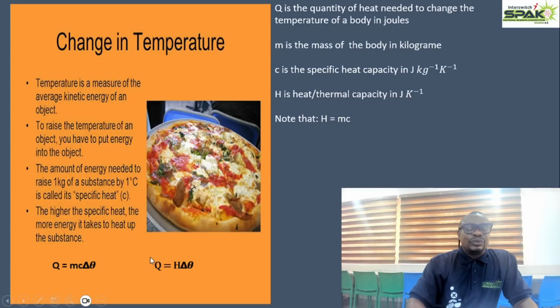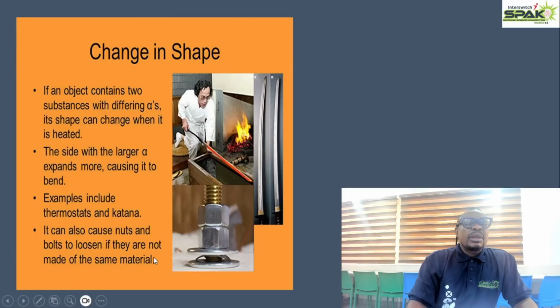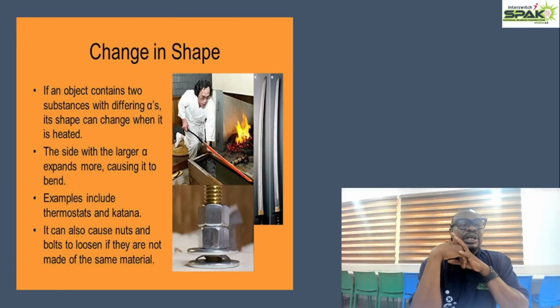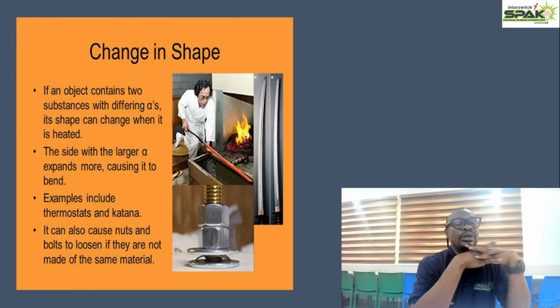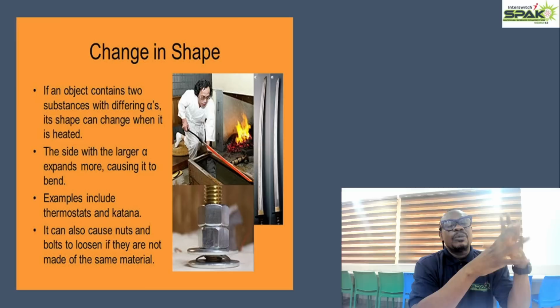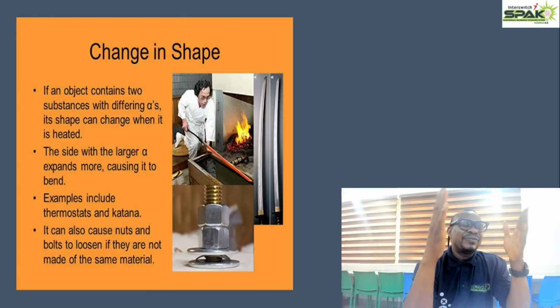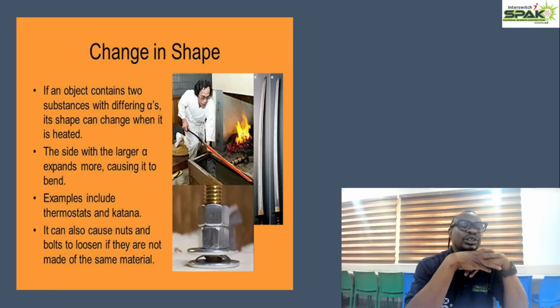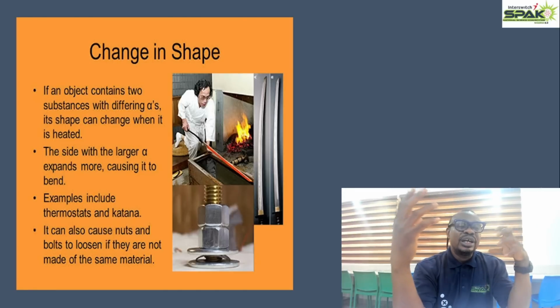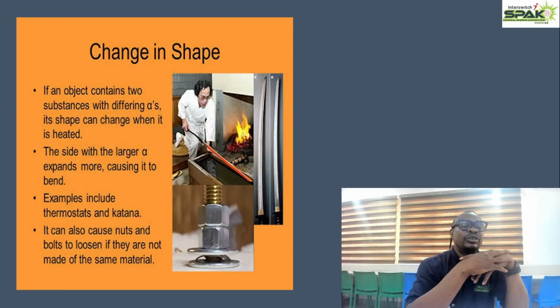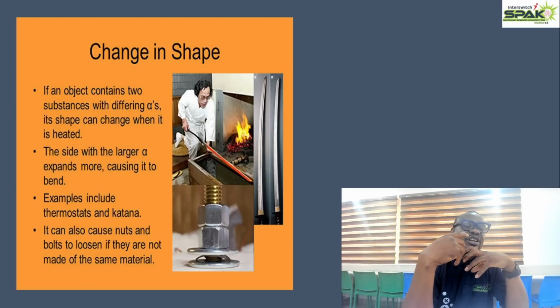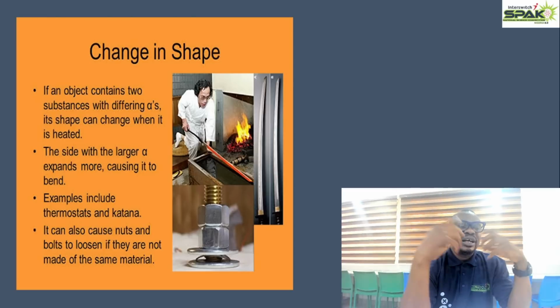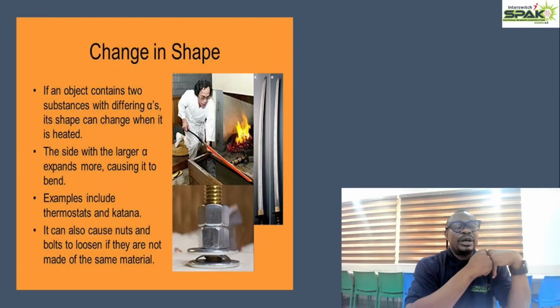Okay, so let's move to the next. Now, changing the shape. Yes, heat can cause the change in shape of a body. If an object contains two substances with different linear expansivity, which we are going to discuss, linear expansivity has to do with the change in the linear expansion, change in the area expansion, change in the volume expansion. So the material that has a greater linear expansivity increases faster than the one that has less expansivity.